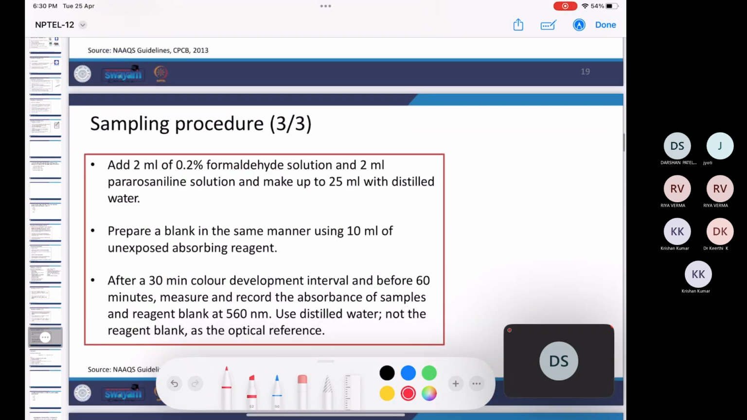After that, we add 2 ml of 0.2% formaldehyde solution and 2 ml of para-rosanilene solution. And we make the solution up to 25 ml with distilled water.